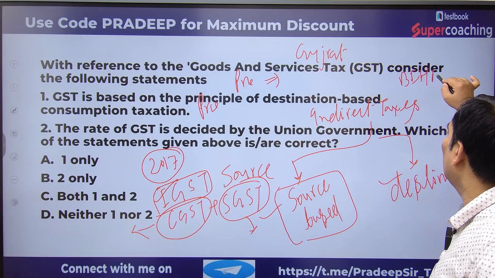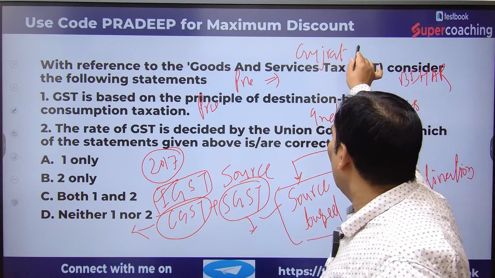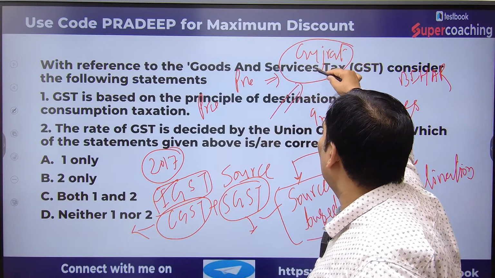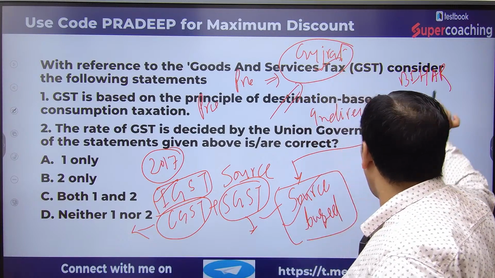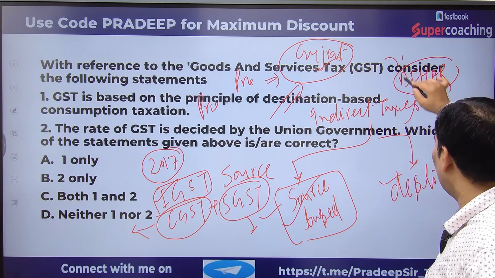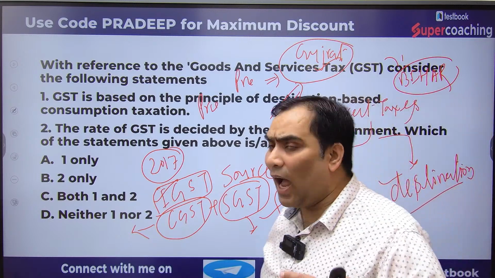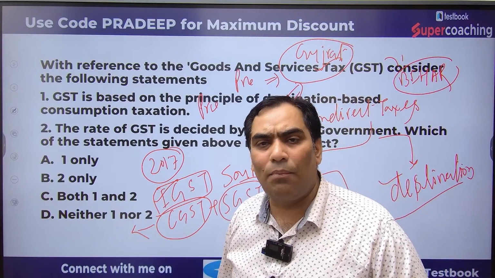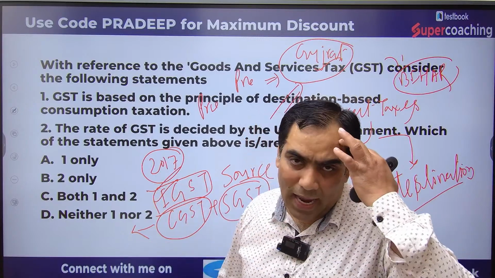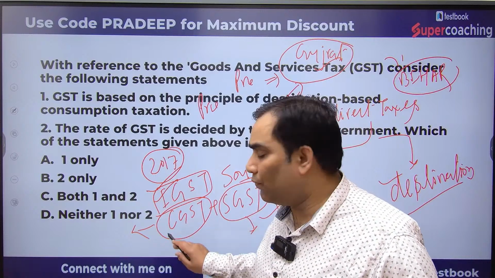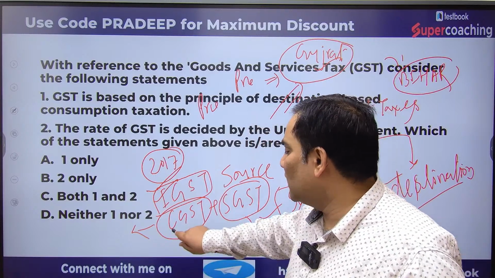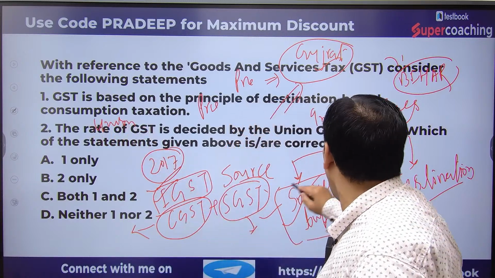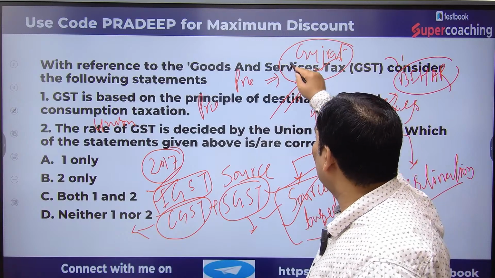It has been consumed in Bihar. So that means earlier, when there were indirect taxes, that revenue used to go to Gujarat, that is known as source based. Now the revenue will go to Bihar, that is known as destination based. So now under the GST, IGST will be levied. And IGST is the mathematical summation of CGST and SGST, and the CGST part will go to the union government, and the SGST part will go to the Bihar government, not to the Gujarat government.